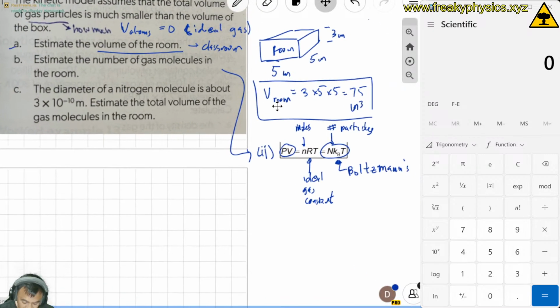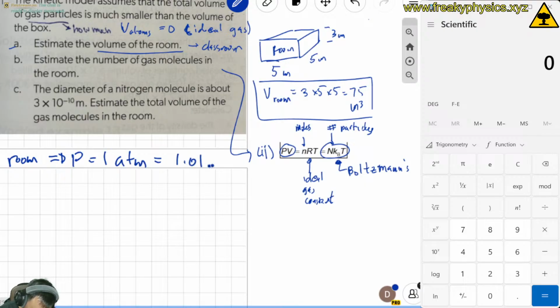Well, it's not exactly given, right? But you are in a room. So if nothing else is given, you can say that that's 1 atmosphere. The pressure is 1 atmosphere, which will convert to 1.01 times 10 to the 5 pascals. Okay? So that's 1 atmosphere. The volume, you also don't really have it, but you estimated it in A. So your estimate is 75 cubic meters, right?